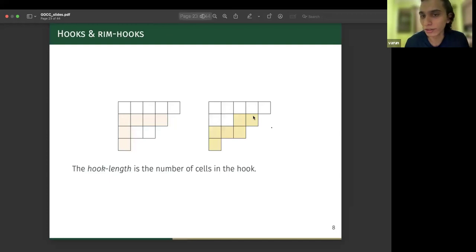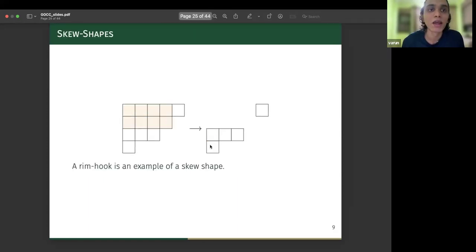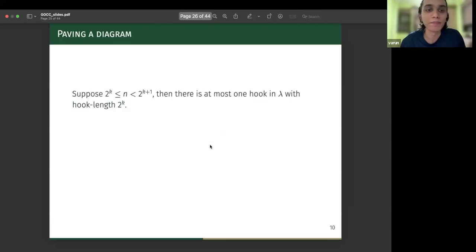Note that a rim hook is also a skew shape. This one is obtained by removing, say, 52 from 5431. So yeah, a rim hook is an example.